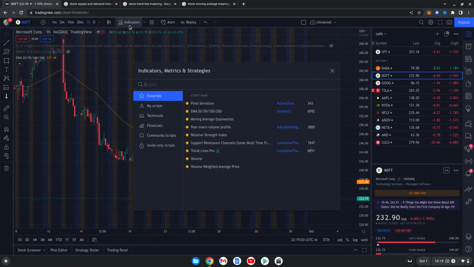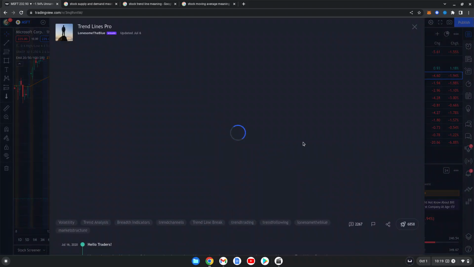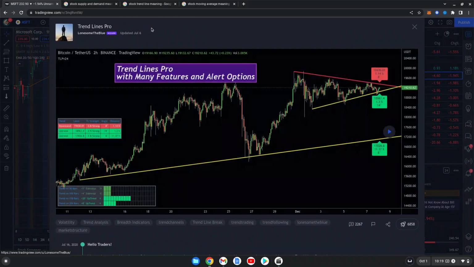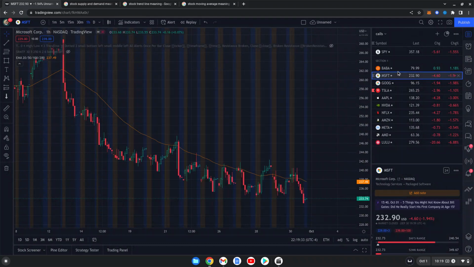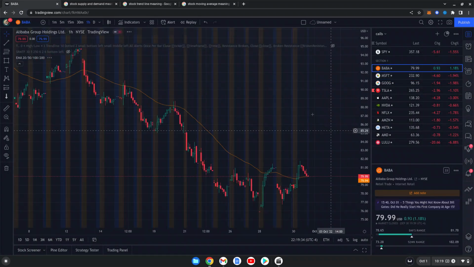So the indicator that I use for this is right here. It's called Trend Lines Pro. And this one is locked because the owner sells it for about $80. You can message this person right here. This is the indicator. So it's called Trend Lines Pro, and it charts the trend line for you already. So you don't have to do all of the thinking. So we'll use it on our first example, and this will be for Baba.